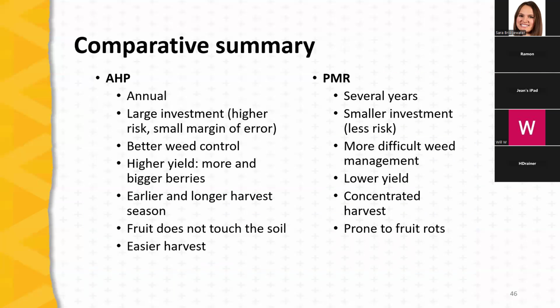Essentially, as I mentioned before, the annual is one year, and you get rid of it and plant again all over in another site. It's a large investment. It's a higher risk, particularly for commercial production. Small margin of error. For homeowners, they can do this.